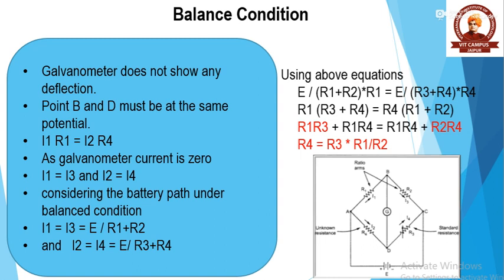I4. Considering the battery path under balance condition, we can calculate I1 is equal to I3 is equal to E divided by R1 plus R2, and I2 is equal to I4 is equal to E divided by R3 plus R4. By putting the values of I1, I3 and I2, I4 in the above equation, we can calculate the balance condition, which is R4 is equal to R3 multiplied by R1 divided by R2.